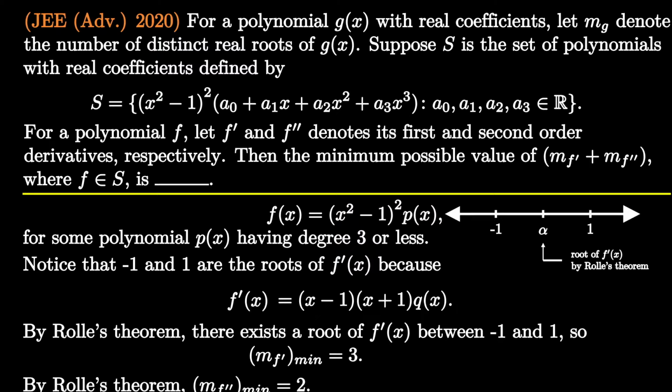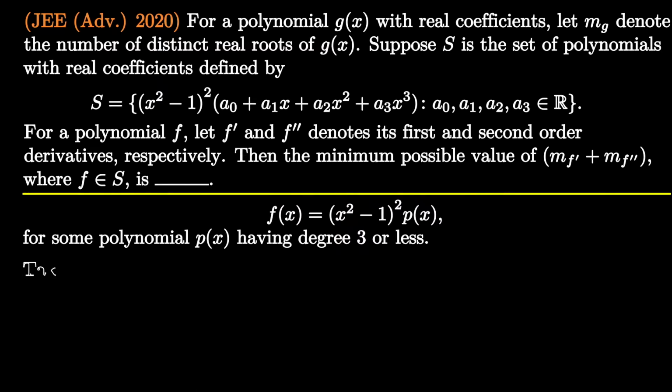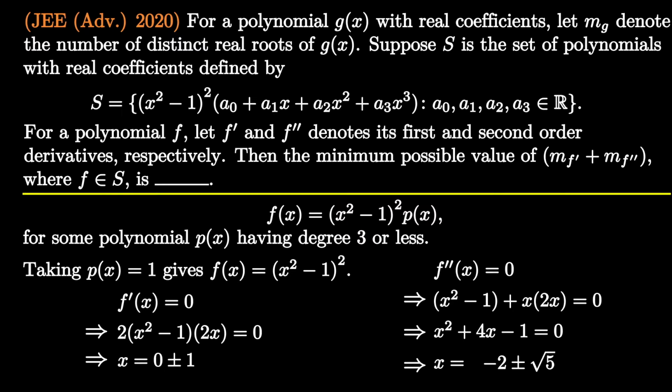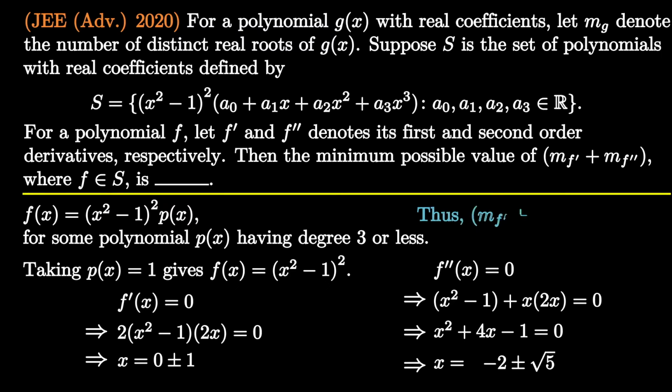We claim yes. But in order to prove this claim, we have to supply some function f(x) which confirms the claim. We simply let the polynomial p(x) be the constant polynomial 1. So we get f(x) = (x² − 1)². And when we do calculations with this f(x), we find the number of distinct real roots of f'(x) is 3 and of f''(x) is 2. This proves our claim and the answer to the problem is 5.